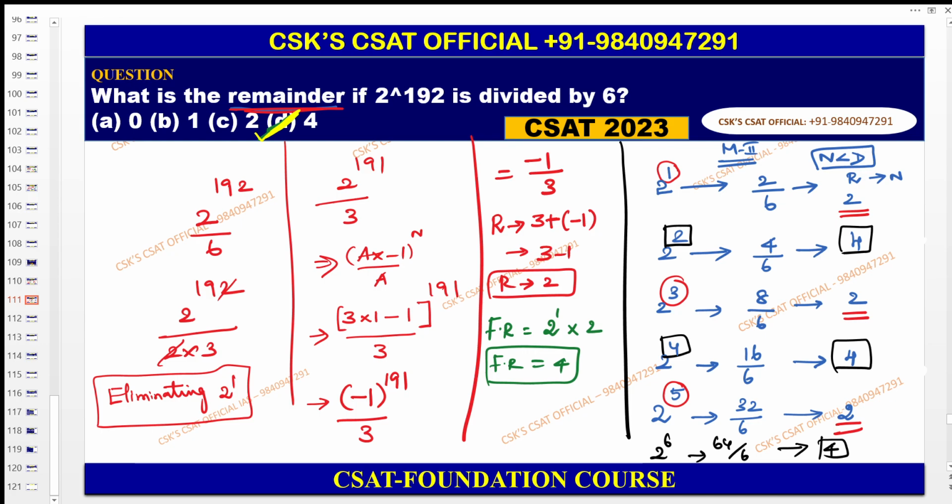According to that question, 2 power 192. That 192 is even. Then what would be the remainder when it is divisible by 6? 4. Got it? So we can apply the model 2 also. Fine. Okay, very good.